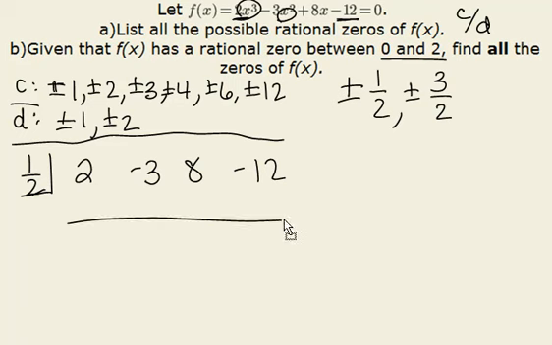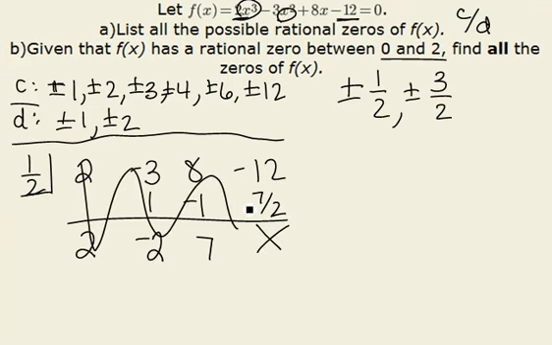We first bring down the first number, and we're going to multiply 1/2 and 2 together to get 1. We add these together, so we'll get negative 2. Multiply negative 2 times 1/2, we get negative 1. Add those to get 7, and then we get 7/2 here, which doesn't come out to be 0, so we kind of forget about that one.